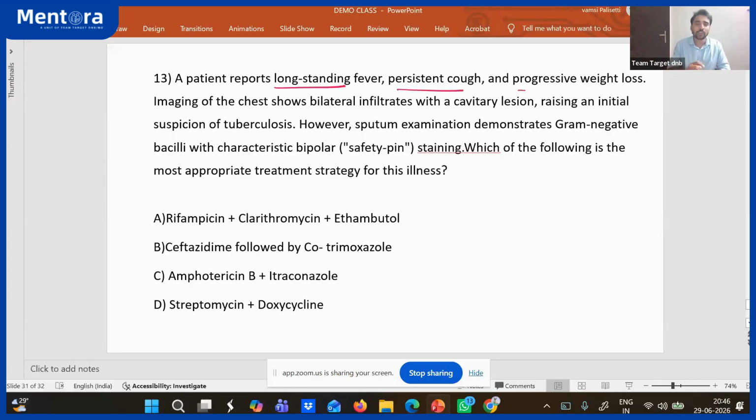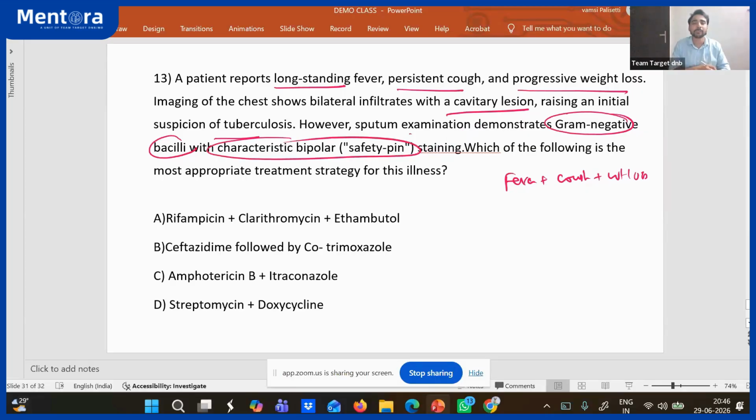Now a patient presents with long-standing fever, persistent cough, and progressive weight loss. Fever, cough, and weight loss. Okay, imaging of chest shows bilateral infiltrates and cavitated lesions. Usually think of tuberculosis. Raising any suspicion, tuberculosis only, yes. However, sputum examination demonstrates gram-negative bacilli with characteristic bipolar appearance. Which of the following is the most appropriate treatment?